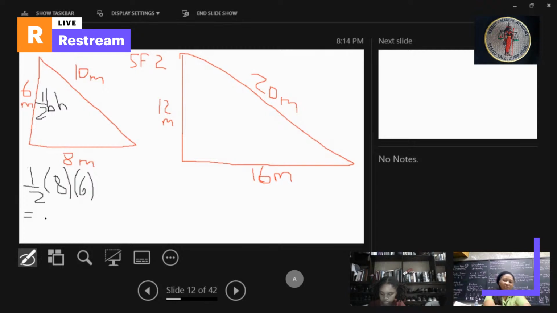10, John? Okay. So I would find half of 8 and 6. No, just one of them. So I'd find half of the base, which is 4. So 4 times 6, which is 24 meters squared. Okay, so the area of the first one is 24 meters squared.